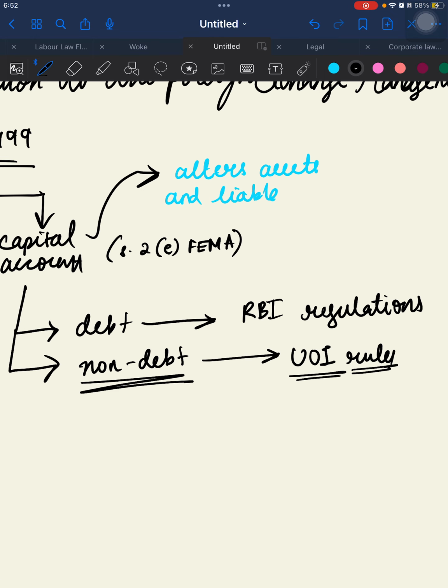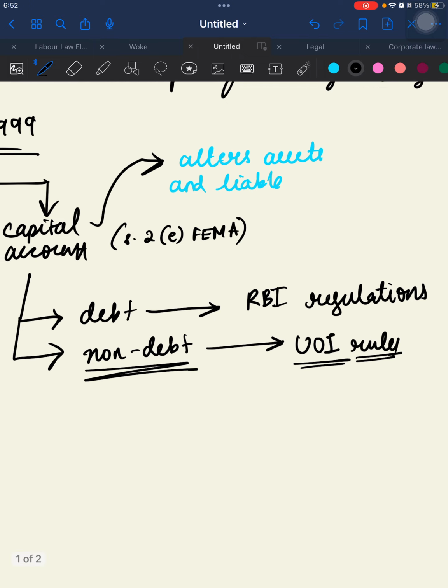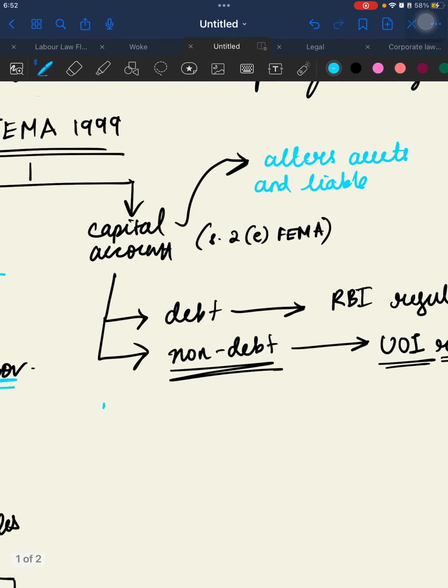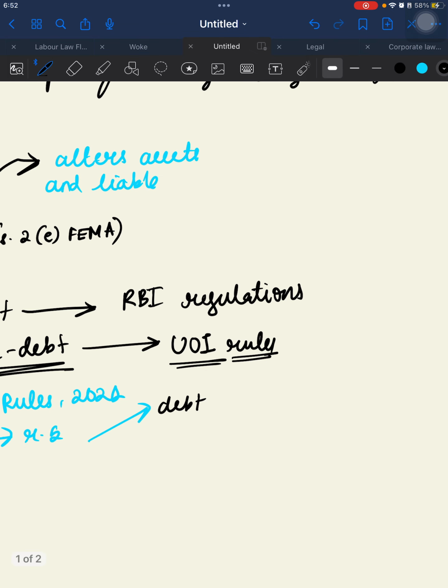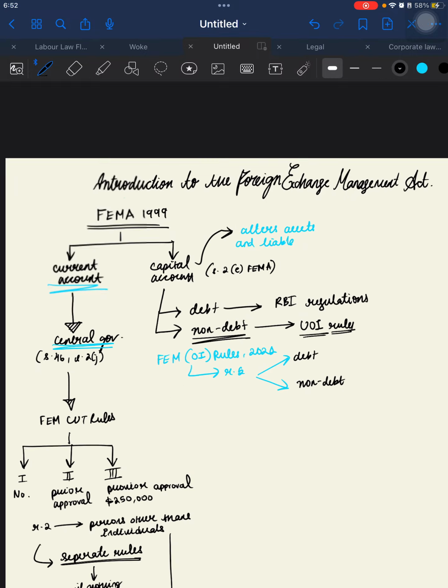Right. So how do you know what's a non-debt instrument and what a debt instrument is? You actually have to refer to something else called the Foreign Exchange Management Overseas Investment Rules, 2022. If you look at these rules, you go to Rule 5. It has an exhaustive list of what is a debt instrument and what is a non-debt instrument. You check if the instrument we're dealing with is a debt instrument or a non-debt instrument, and you just go on from there.